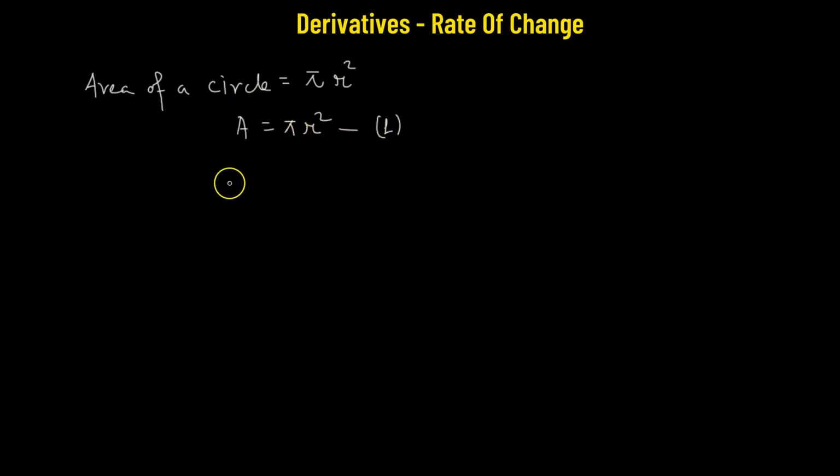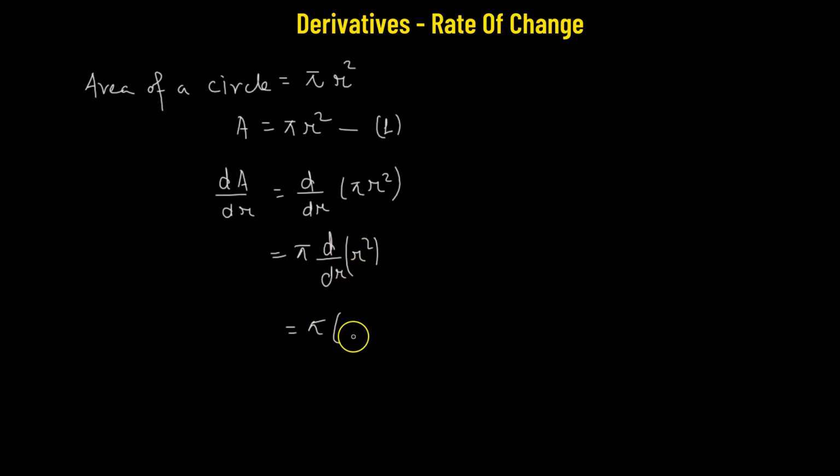Now what we'll do is differentiate both sides with respect to radius r. So that means we have d/dr of pi r squared. Pi is a constant, so this will come out of the differentiation. So we have d/dr of r squared. Simply apply the power rule to r squared. This will be 2 times r raised to the power of 2 minus 1, or simply 2 pi r.